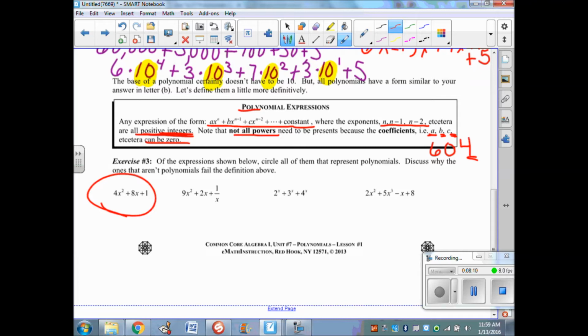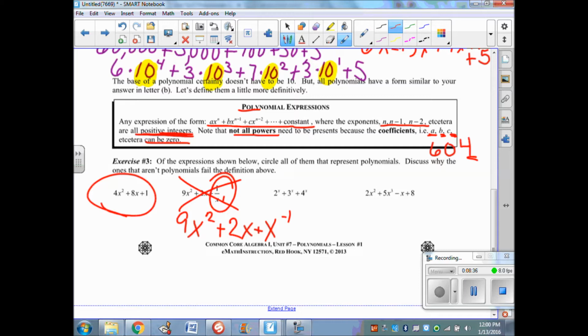9x squared, good so far, plus 2x, we're still okay, plus 1 over x. Well, let's think about that from last unit. That right now has an x to the first power, but really, if I rewrite that, I now have x to the negative 1. So is that a positive exponent? No, it's not, so that is not a polynomial.